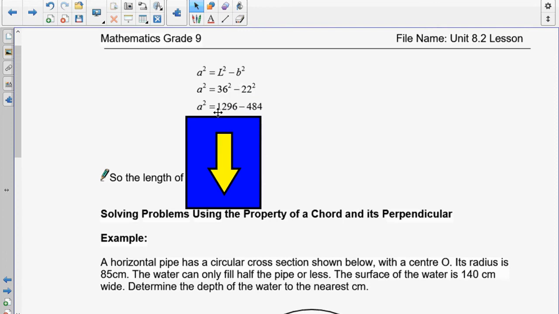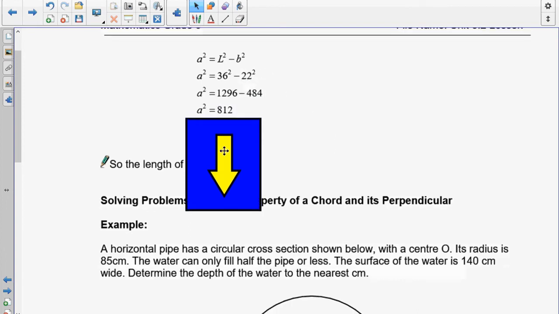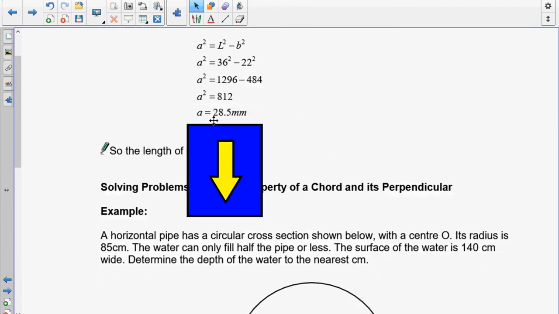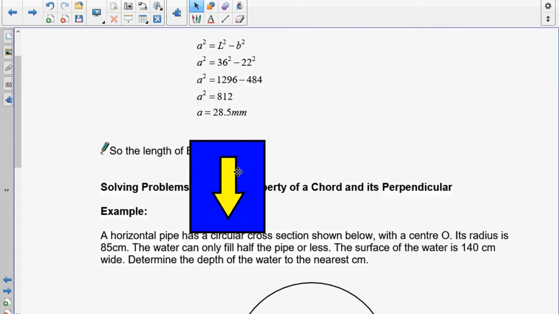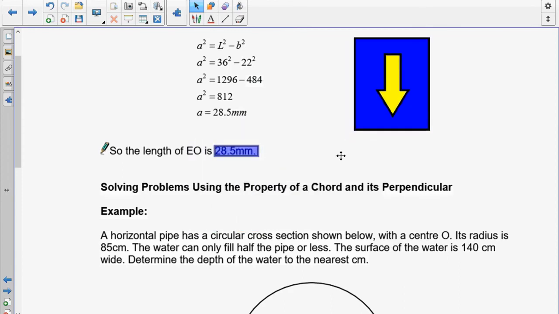Squaring 36, you get 1,296. Squaring 22, you get 484. So that's 22 times 22. Do the subtraction, you get 812. Do the square root, because to get from a squared to an a, you square root. So whatever you do to one side, you have to do to the other. The square root of 812 is 28.5 millimeters. So there's your answer. So the length of EO is 28.5 millimeters.